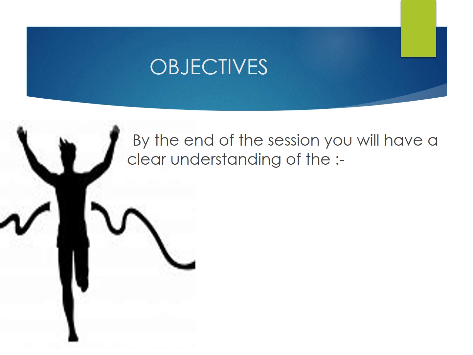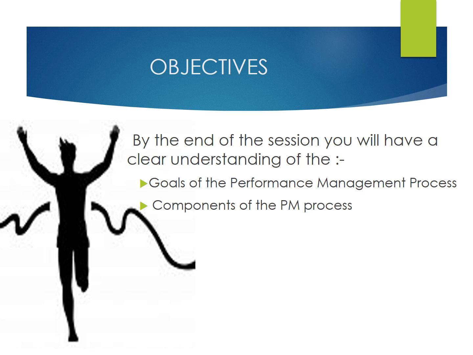The objectives of the session, and what I'm going to be going through now, are the objectives of the entire first unit, but we're just going to be talking about the goals of the performance management process in this session. So for the unit, we're going to talk through the goals of the performance management process. What are the components of the process? What is the difference between performance management and performance appraisal, which is something I think we're familiar with?